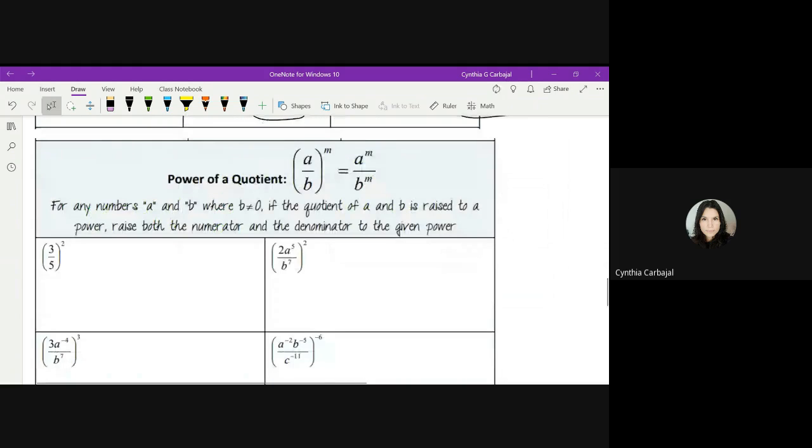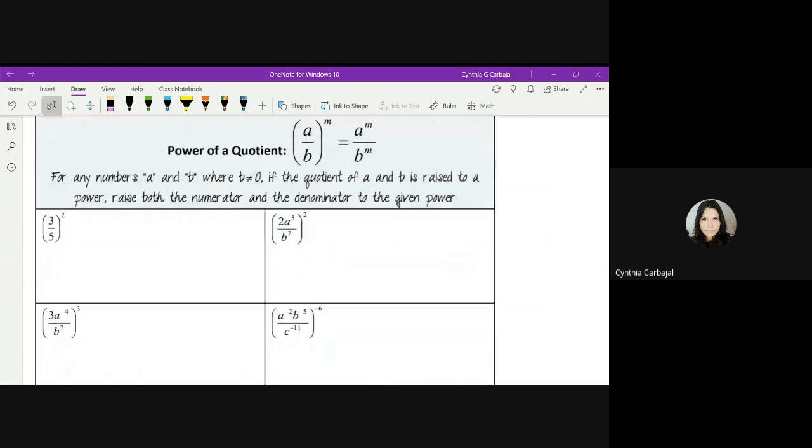Okay, now same rule. If you have an exponent outside, we multiply it to the exponent inside. If it's a fraction, then both the numerator and the denominator get that. So then here we're going to have 3 raised to the power of 2 and 5 raised to the power of 2. So that's going to equal 9 over 25.